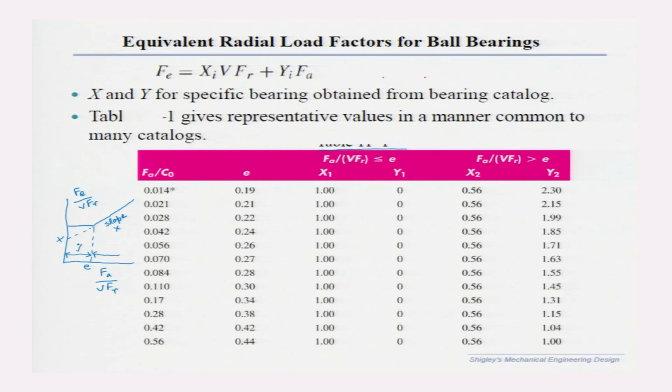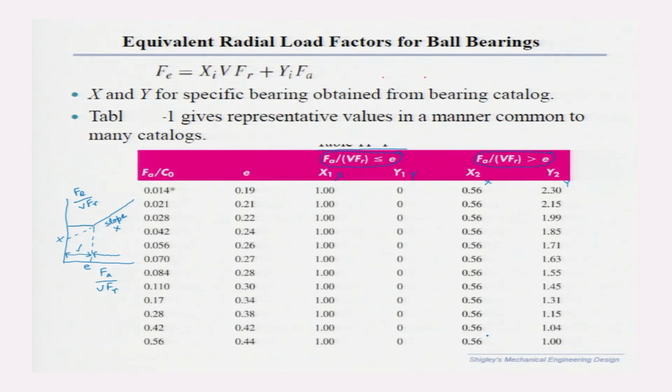So if you are in this zone, you will refer this one to get the value of X and Y. Now if you are in this zone where the relation is linear, the condition is Fa upon VFr is more than e. Then these two columns will give you the value of X and Y.